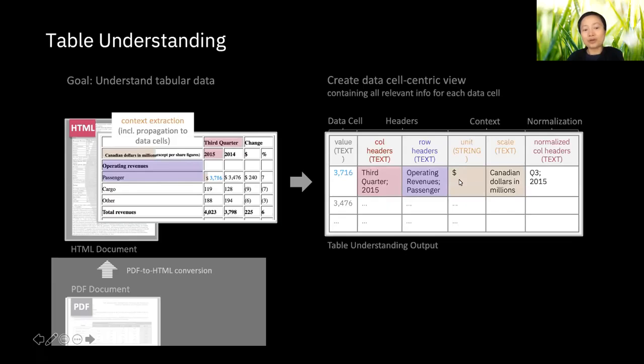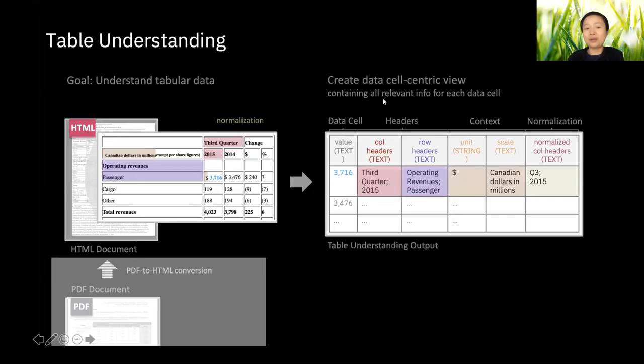And then we also want to know the context, right? Like here, for example, what is the meaning of 3716? Here we will know this is Canadian dollars in millions, and then there is also the unit of the dollar sign. And then we can further normalize the third quarter into Q3 so that later on the upper level application can do the processing much more easily and get rid of the variance from the original text as much as possible.